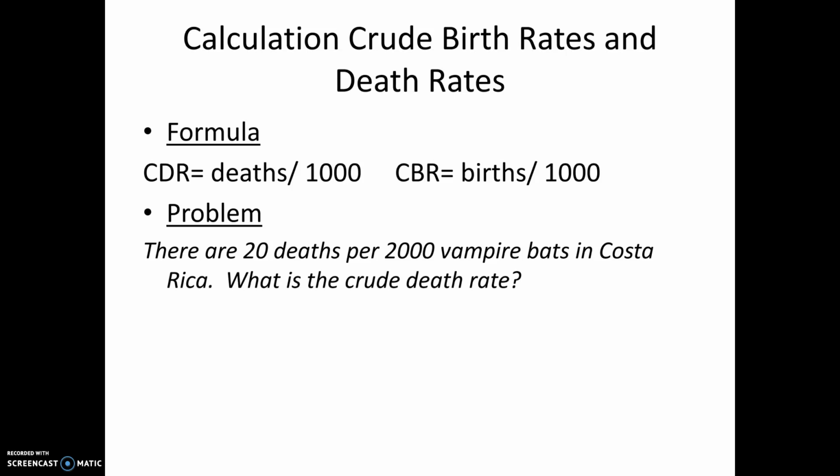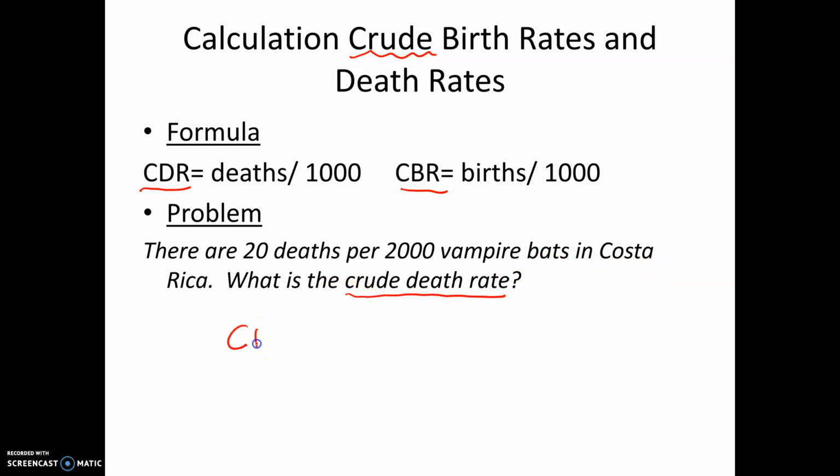Crude death rate and crude birth rate. Whenever you see the C in front of birth rate and death rate, so CDR and CBR, that means you have the number of deaths that happened in your population divided by 1,000. So you're normalizing this so that it is actually a rate, and it tells you a little bit about your total population as well. So let's look at our problem. There are 20 deaths per 2,000 vampire bats in Costa Rica. What is the crude death rate?